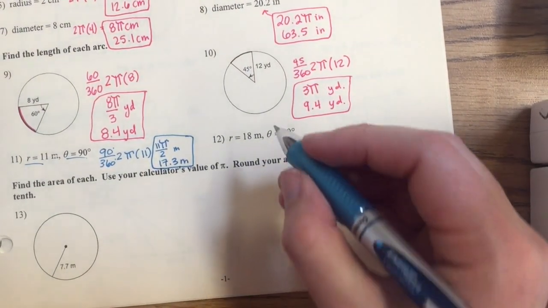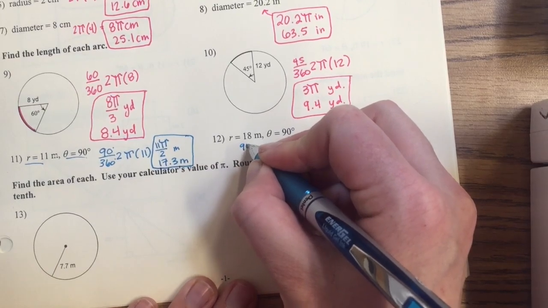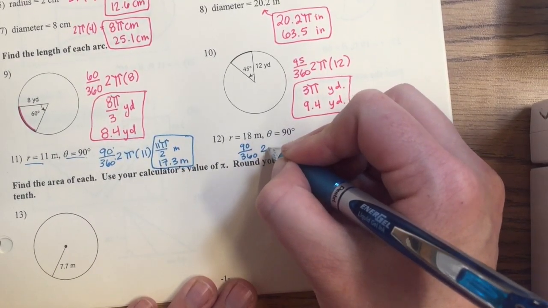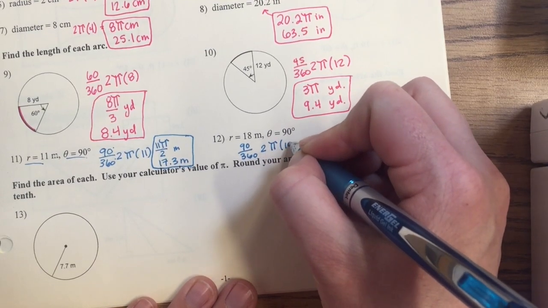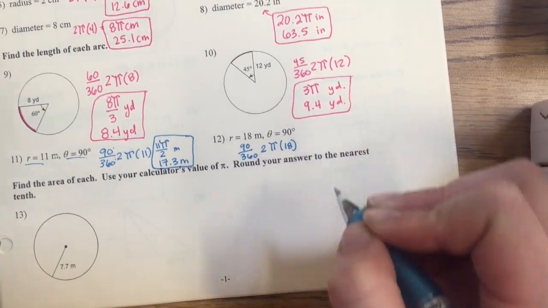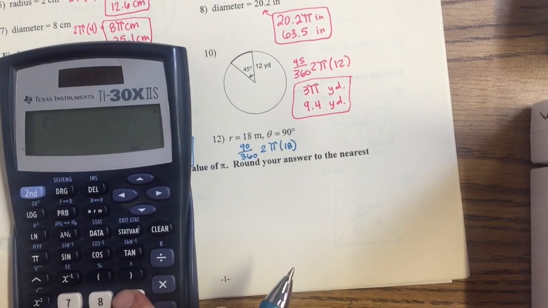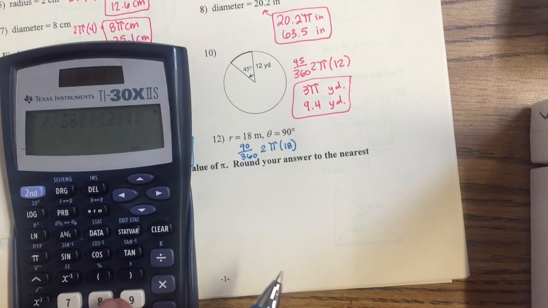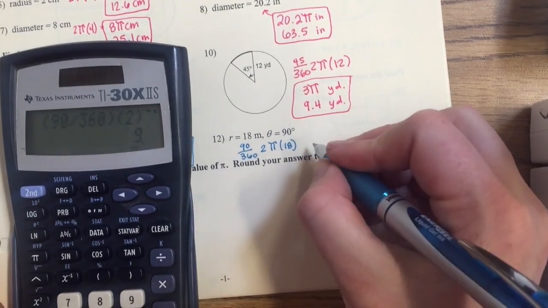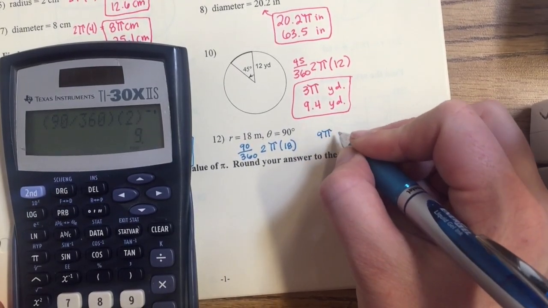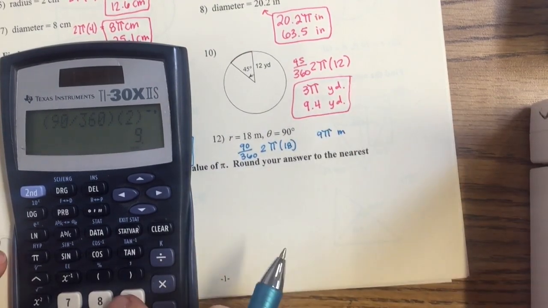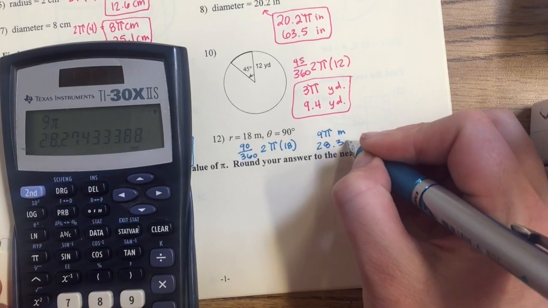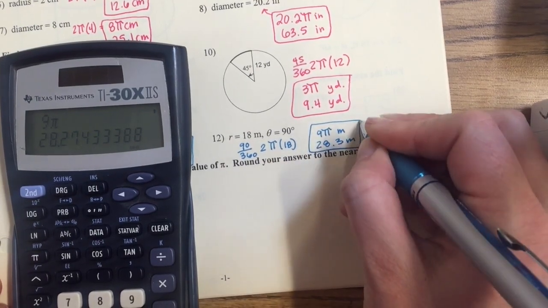On number 12, I have 90 degrees out of 360, 2 pi times the radius. I'm going to calculate it without the pi first. 90 divided by 360. So I leave the pi out, and I get 9 pi. I'm going to see what 9 pi is as a decimal. And there are my two solutions.